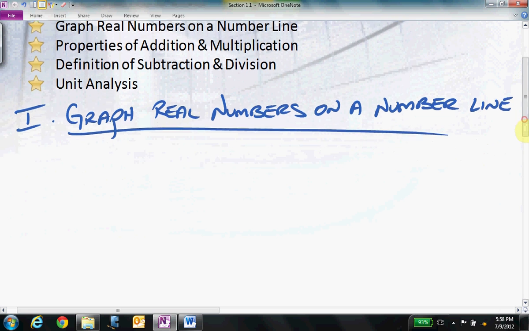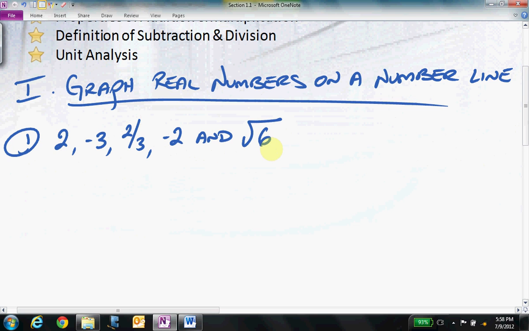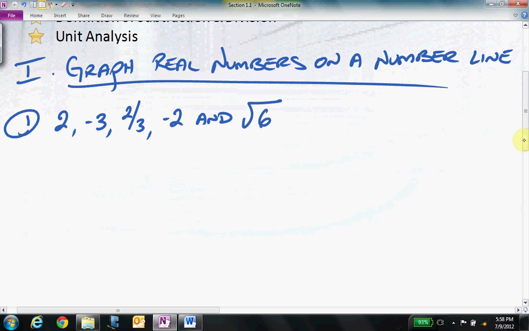Okay, so let's just get a set of numbers here. I'll give you 5 different numbers. So we're going to start with 2, -3. Throw in a fraction here, 2/3, -2, and I'll give you a square root. Say the square root of 6. So our first step is to actually graph. So step 1 is to plot these points on a number line.